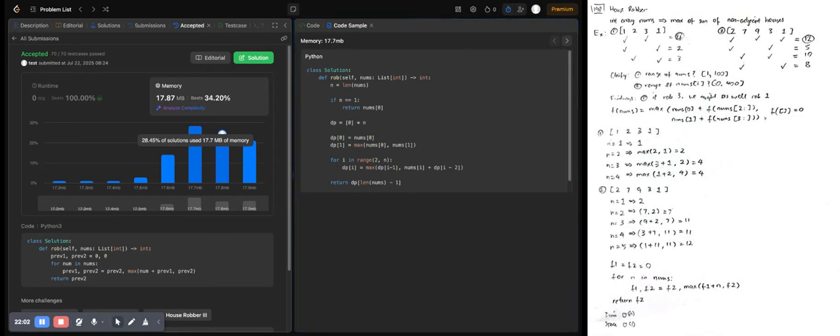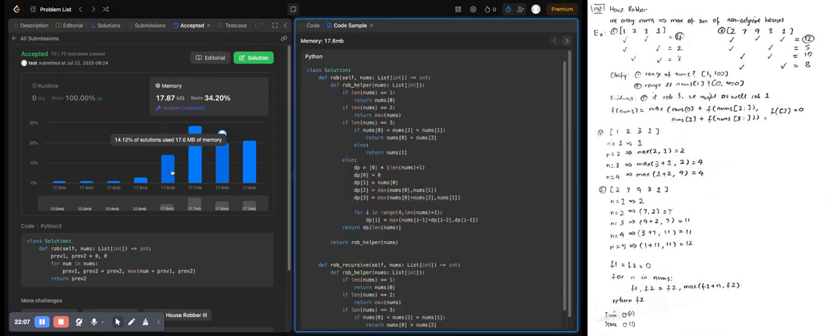Let's quickly go through some examples by others. So I think everyone is pretty much doing the same thing.